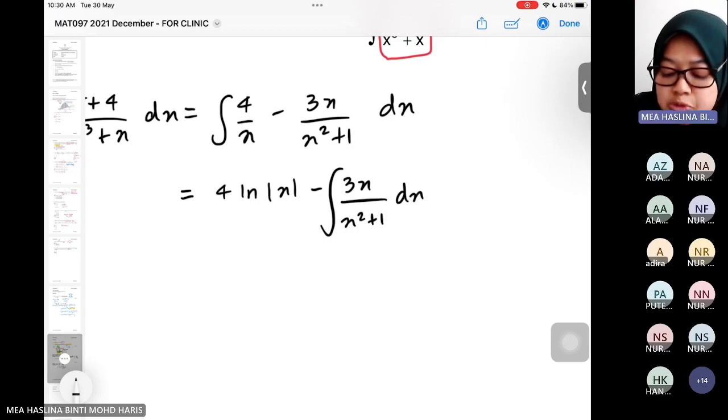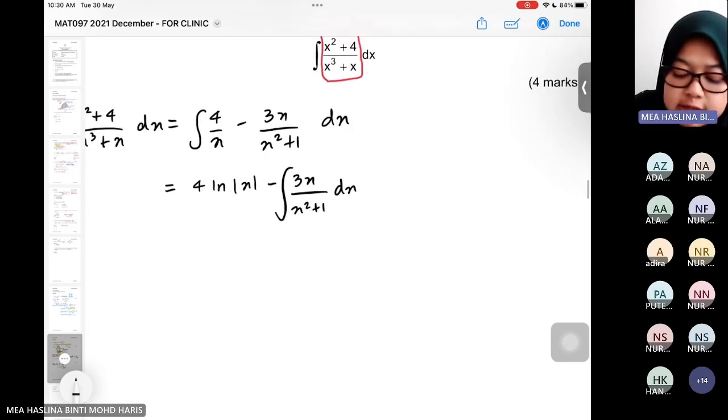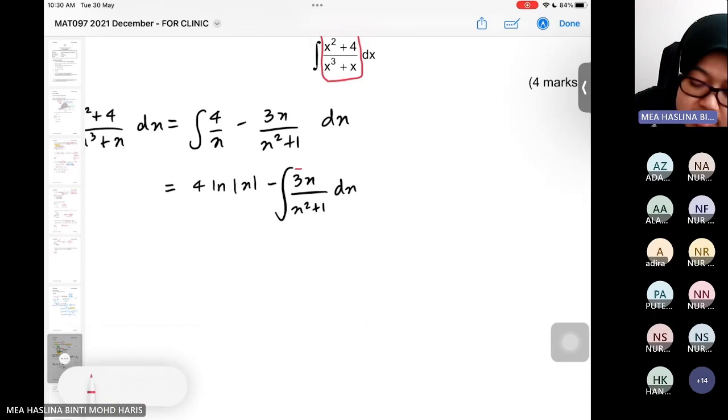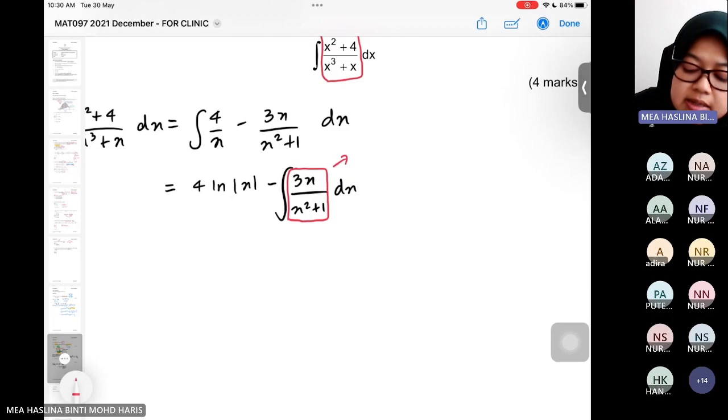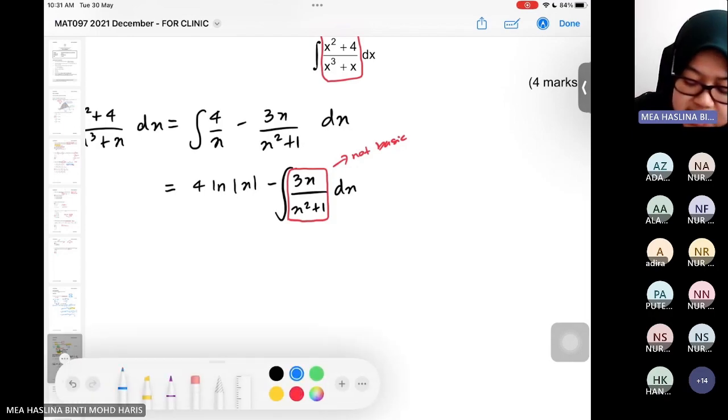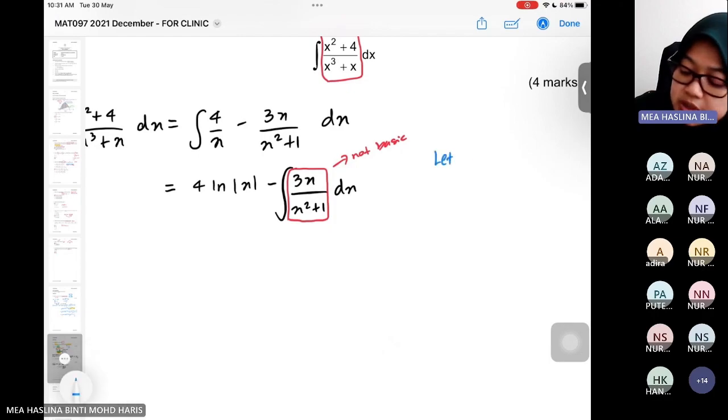You see there, it is not a form that you have in a basic integral. It's not basic, so you have to think of a technique to convert this form to be basic. Obviously the denominator is power of 2 and the numerator is power of 1, so there's a high possibility that you can solve it by using substitution. So let u equal x squared plus 1.